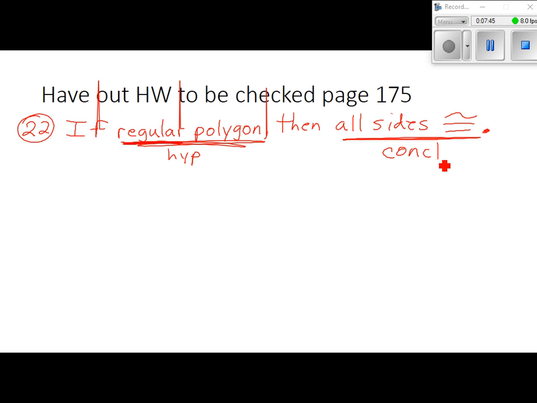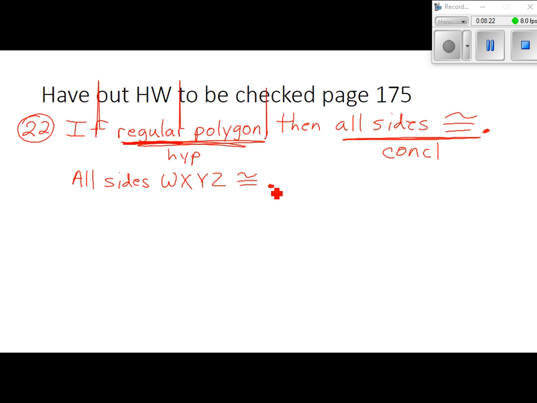All sides of WXYZ are congruent. So all sides of WXYZ. How many sides is it going to have? 4. Same as the number of corners, right? Angles and sides, the number has to be the same. So all sides of that are congruent. Then we got 2 full statements here. No, we got 1.5, right?